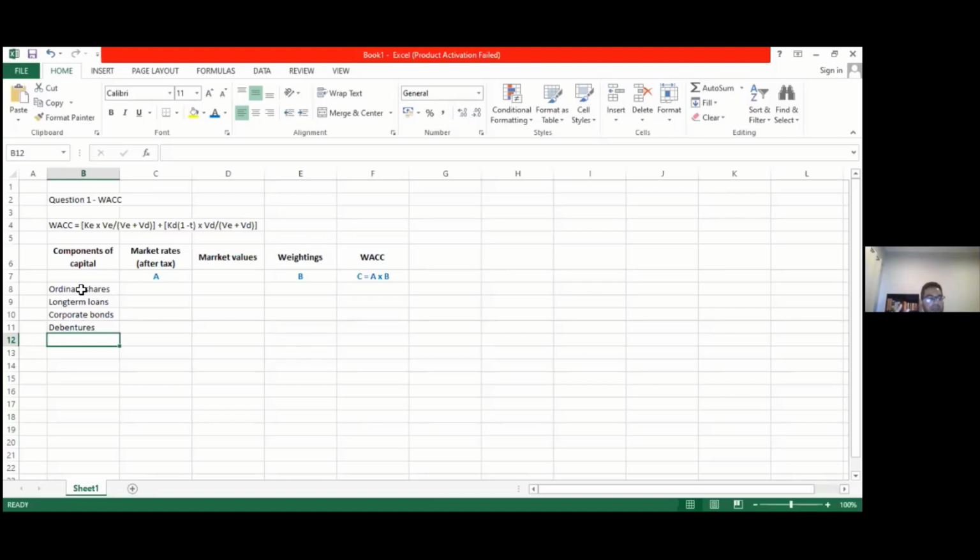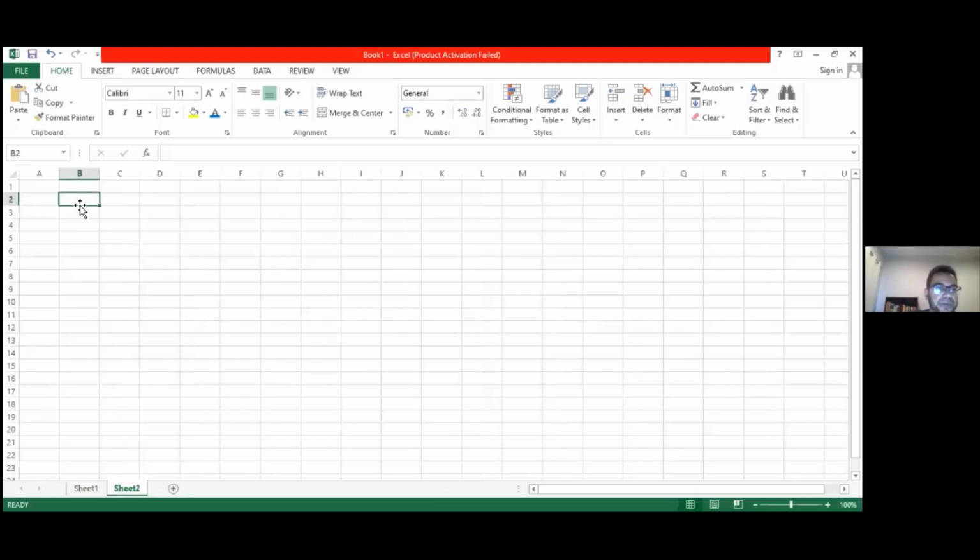Okay, so CAPM, dividend growth model, and bond yield plus risk premium. Once you remind yourself of those methods, run the formula through your head. So for example, I'm going to go to the other sheet, I'll show you. For market rates, under ordinary share capital, ordinary shares, we have CAPM, we have dividend growth model, and we have bond yield plus risk premium.